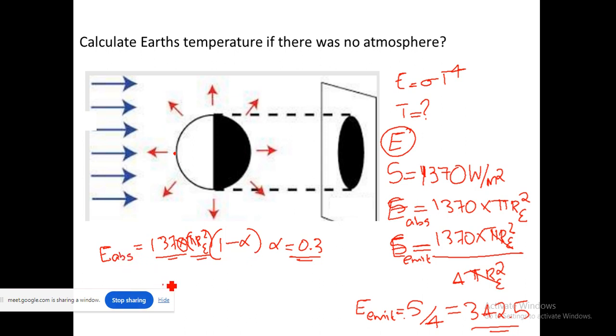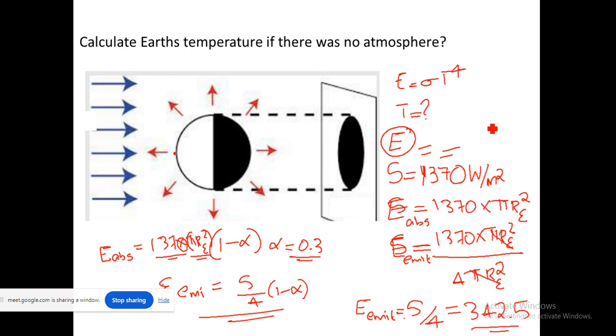Now E absorption has changed. So E emission will be basically S by 4 into 1 minus alpha. So this is the energy emitted by the surface of the earth. S by 4 into 1 minus alpha. We have found this E, which is basically S by 4 into 1 minus alpha. Now we can calculate this T value.